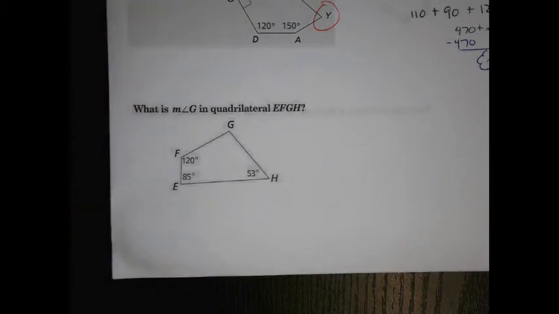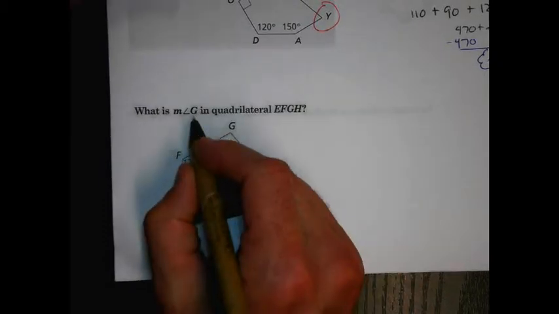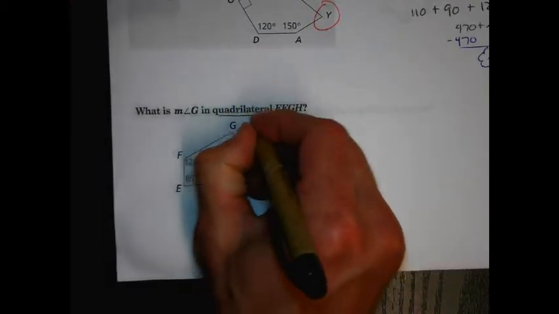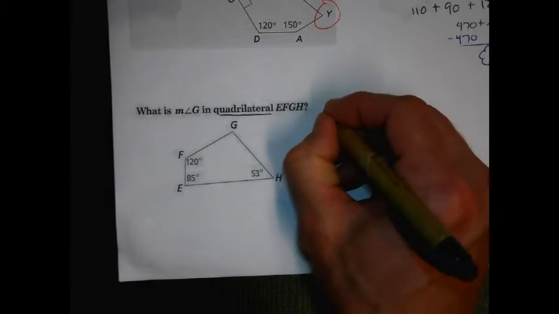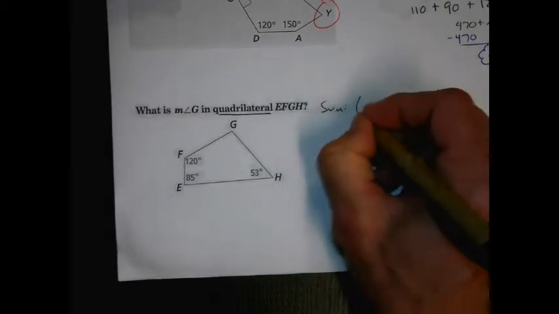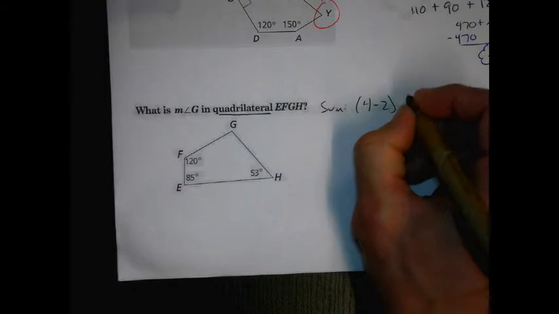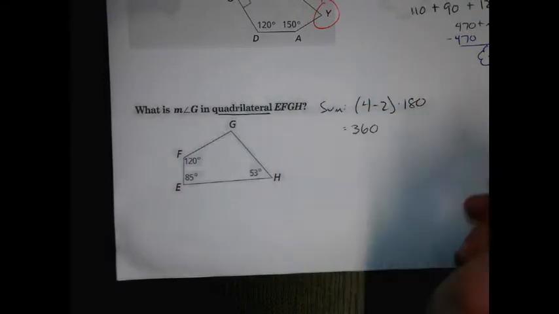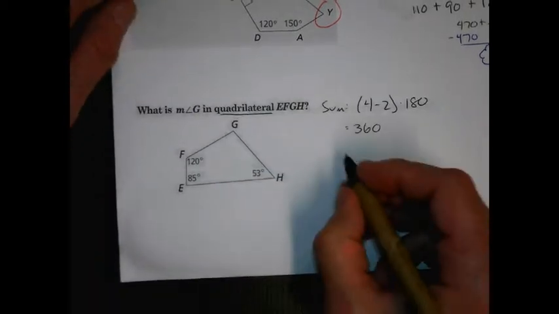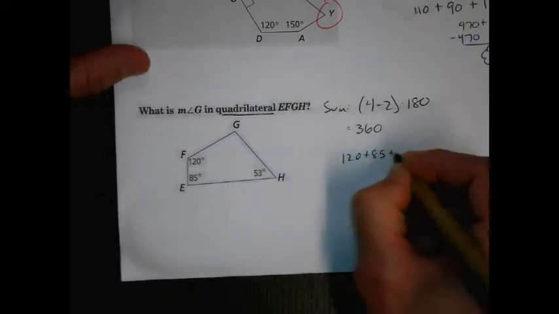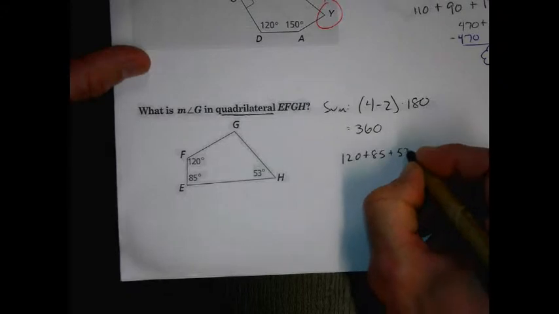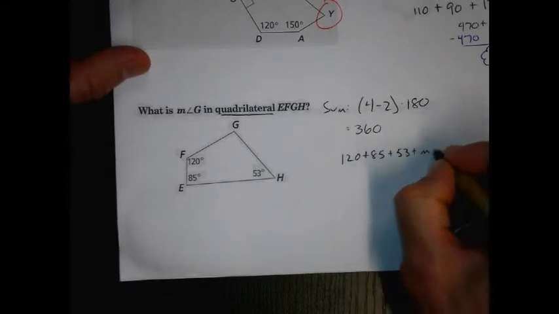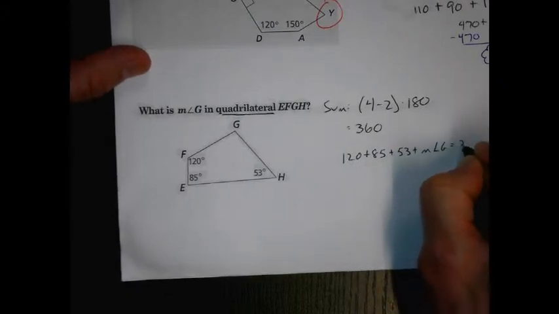Pause and do this yourself. And then when you're done, unpause and watch me do it really quickly. So the measure of g in quadrilateral. Now, the total amount of degree measures in a quadrilateral is 360. Okay, that's our total. And so all we have to do now is set up our formula, which I will do. I'm an algebra guy.